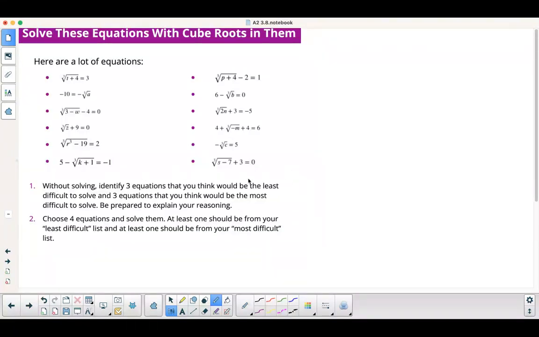All right, so here's a bunch of equations. Without solving, identify 3 that you think would be the least difficult to solve and 3 that you think would be the most difficult. Be prepared to explain your reasoning.